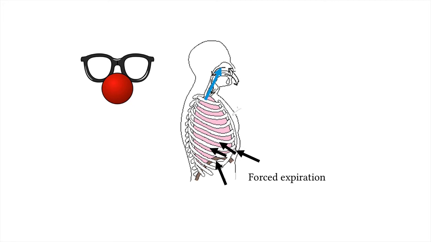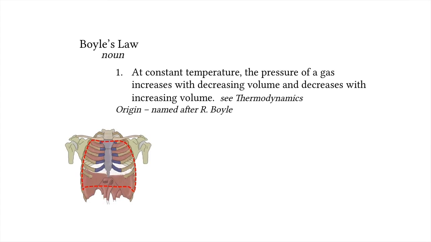A lot of this should make sense to you because you can see the size of your chest cavity changing, especially if you are taking in a deep breath and then exhaling it. But why do the lungs take in air when the thoracic cavity expands? I alluded to this a bit earlier, but it has to do with Boyle's law. You see, Boyle's law states that at constant temperatures, the pressure of a gas increases with decreasing volume and decreases with increasing volume. Well, what does that mean?